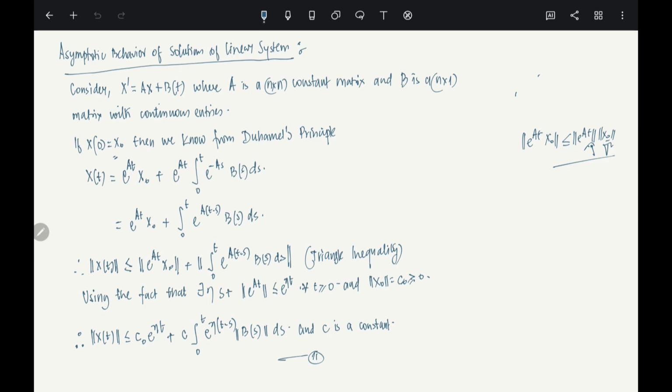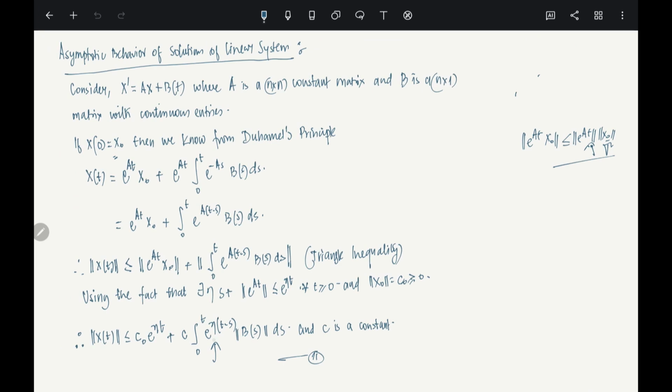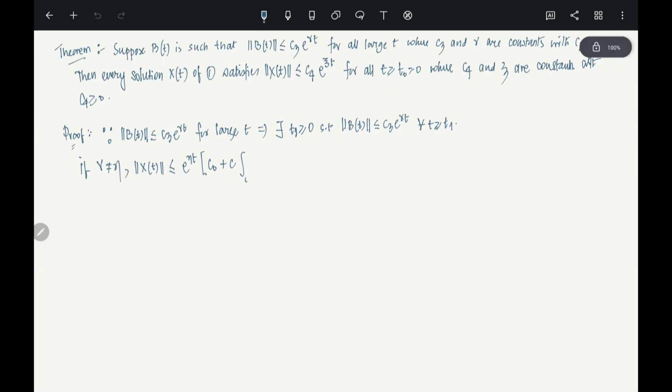C naught times e to the power gamma t. So basically, if I am taking e to the power gamma t common, because e to the power gamma t is here also, let's take it common. This is dominated by e to the power gamma t. Is this okay? Then C naught plus some constant C, that's C. E to the power gamma t we already took out, so e to the power minus gamma s norm of b(s) ds. So it is integral 0 to t of e to the power minus gamma s norm of b(s) ds. This is what we are left with.